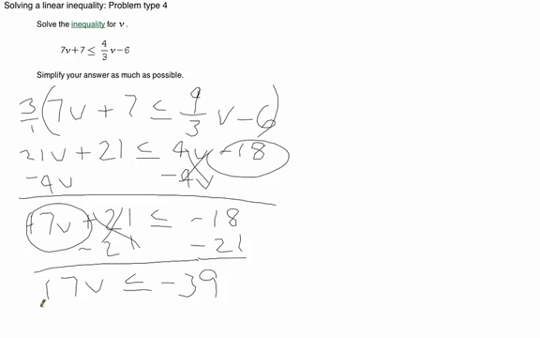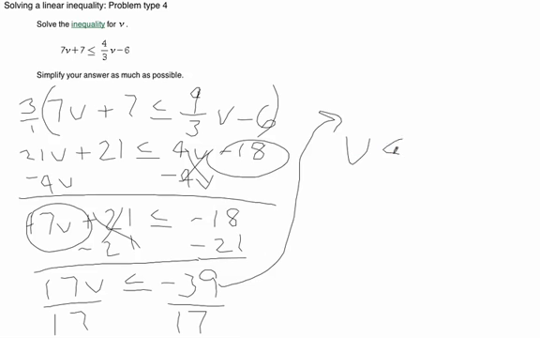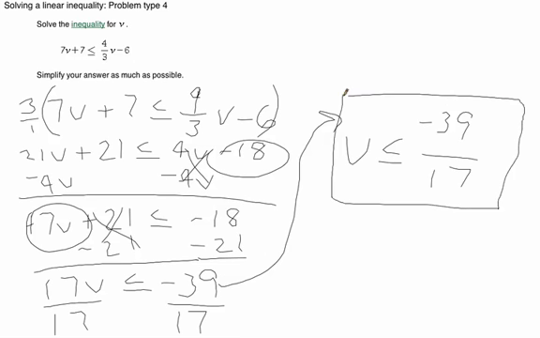One more step. We're going to divide by a positive 17. So because this is positive, that inequality sign doesn't change, and we're going to come up here and write our final answer. V then is going to be less than or equal to a negative 39 over 17. And there we have it. So it's the same process, just a few more steps. Be patient with yourself and work through it. Make sure you write all notes in your math notebook so you'll have a really good reference when you take the quiz or an assessment.